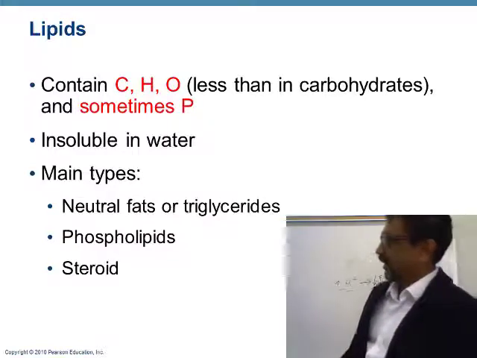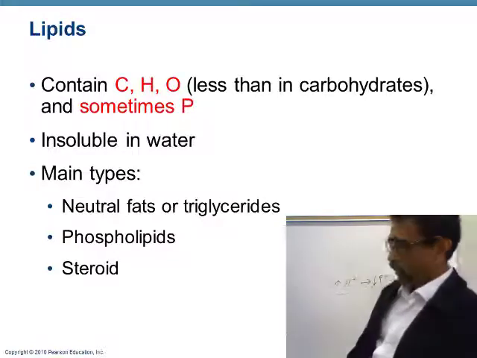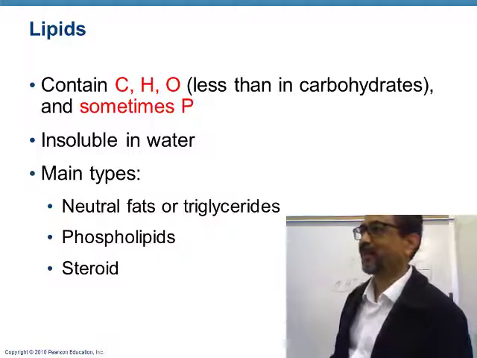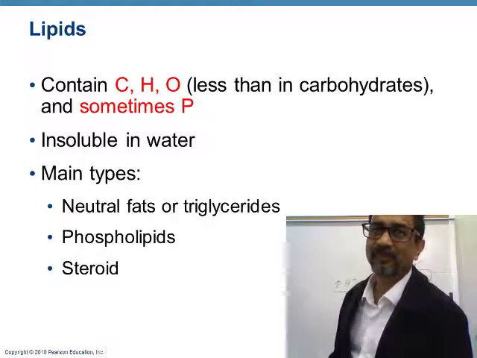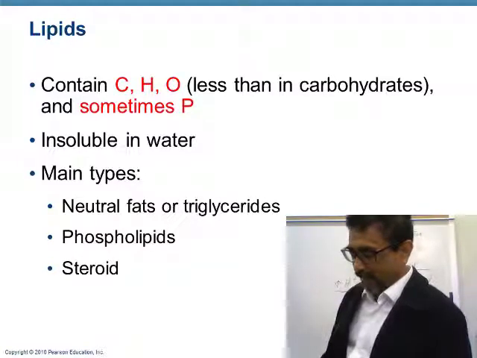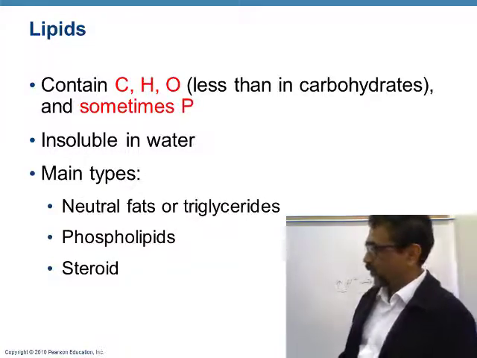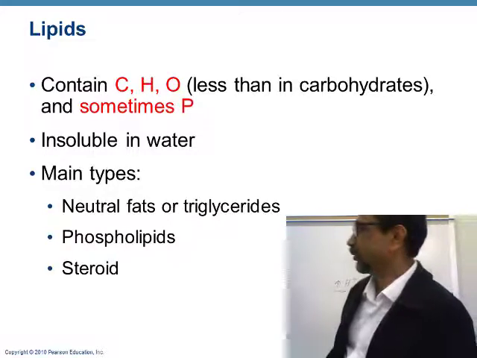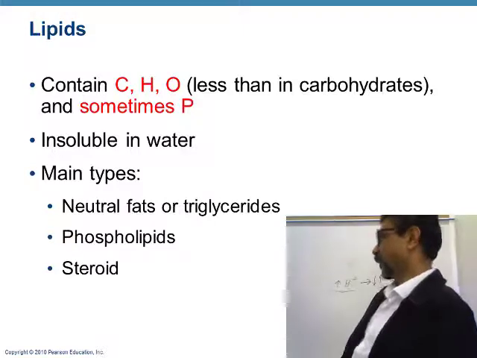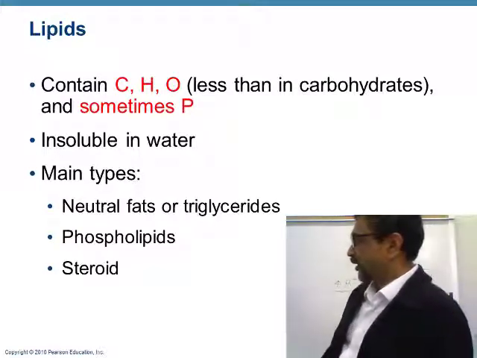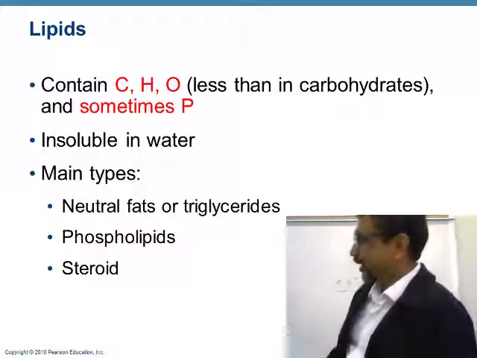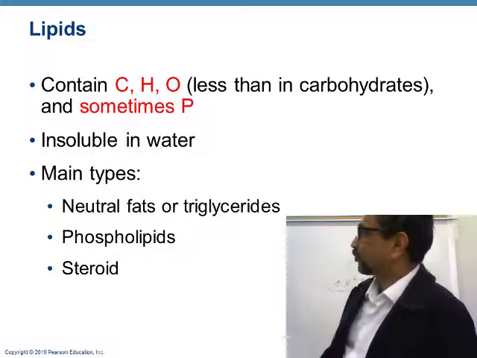Triglycerides are present in the blood. Phospholipids are present in the cell membrane. Mostly cell membranes are phospholipid bilayer. And steroids are present mostly in the hormones in your body. So those are the common locations: triglycerides in the blood, phospholipids mostly in the cell membranes, and steroid hormones.